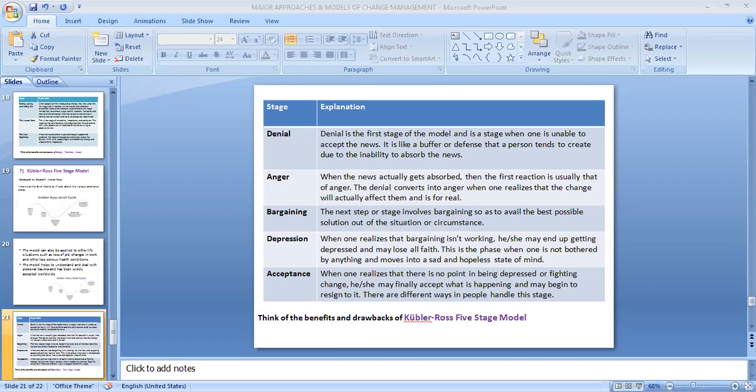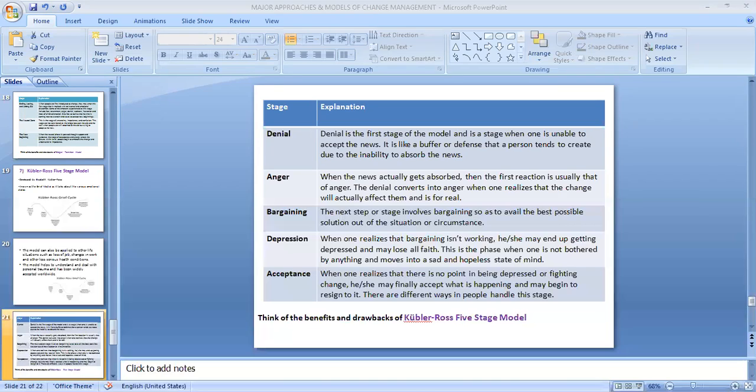For different people there can be different ways of directing anger, so how they vent their anger would be different for different people. The third one is bargaining. The next stage involves bargaining, so as to avail the best possible solution out of the situation or circumstance.